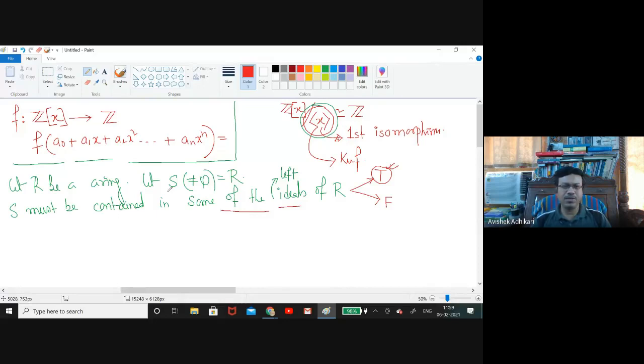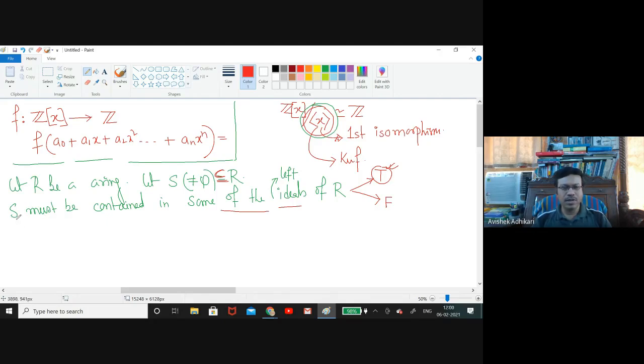So S is a non-empty subset of R. So it should be subset. Okay. So we must say that S must be contained in some left ideals of R. That means S is contained in R and R is an ideal of R. So this is true. So there may be many other ideals in which S is contained.